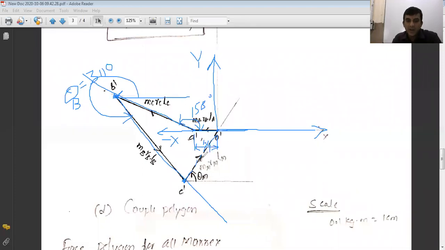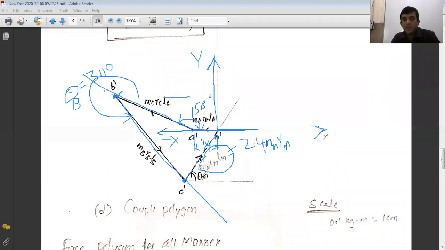Now what is the magnitude of C dash O dash? You can see here, MMRM, LM, that is equal to how much? 2.4 MMRM, right? Is it right? Yes, sir.